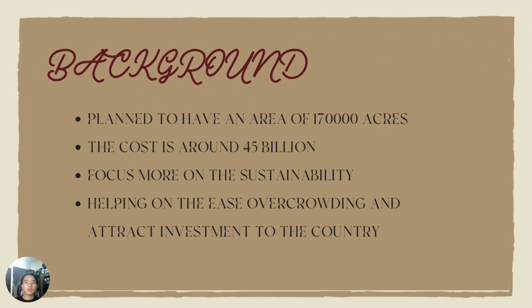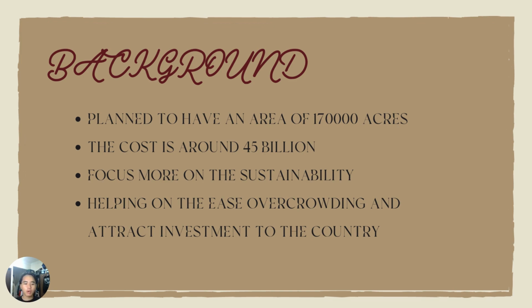Now we move on to the background. First, it is planned to have an area of 170,000 acres. So this project is very big. 170,000 acres is equal to nearly 700 million square meters. Second, the cost is around 45 billion. According to Google, the average cost to make a project is only 1 billion. So this project takes 45 billion. This project is so expensive to make.